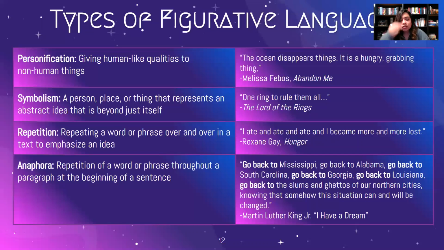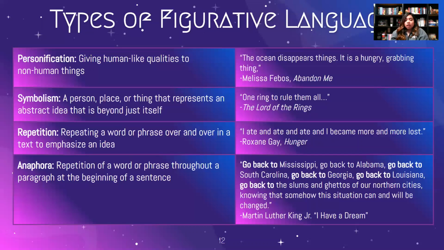And this is also from a memoir by Roxane Gay. It's called Hunger. And she's repeating the word ate to emphasize her hunger for food and how much she ate, how it ended up making her more and more lost in life. And the book essentially is about gaining weight and obesity, but her saying I ate and ate and ate is emphasizing how much she was actually eating, how she was basically swallowing her feelings through her food.